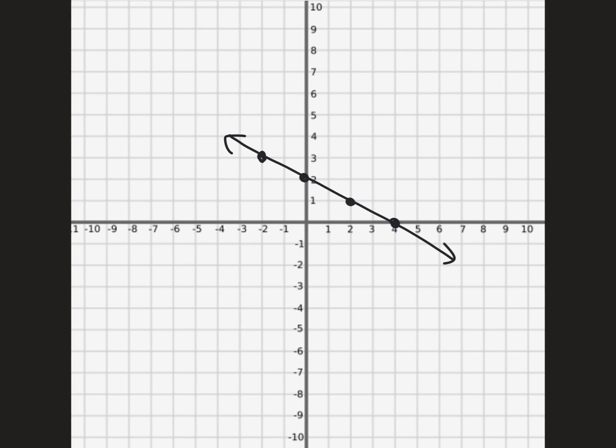Your last video question is to tell me the slope of this line. Write it as a fraction. The answer is negative 1/2. I'm going down and right, or up and left. In the end, the negative can be on the top or the bottom, but it's a negative slope of 1/2.